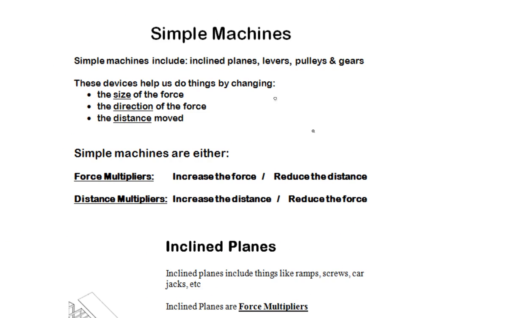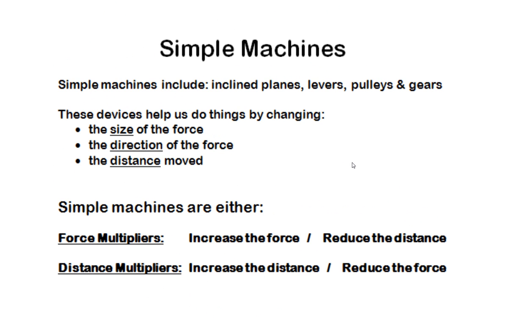Alright, so to start off, guys, simple machines include things like inclined planes, which are basically ramps, levers, pulleys, and gears. These devices can help us to do things by changing the size of the force, the direction of the force, or the distance something moves. Now, simple machines can either be force multipliers. What that means is they increase the force, but they actually reduce the distance that you get out. Or they can be distance multipliers. They increase the distance something moves, but you get less force out of it, so you'll have to put in more force. So let's take a look.